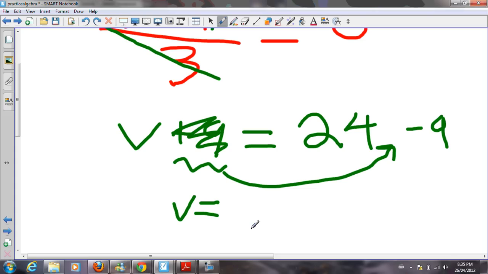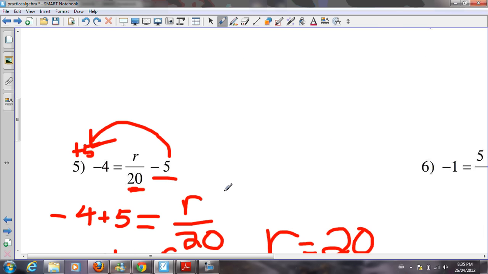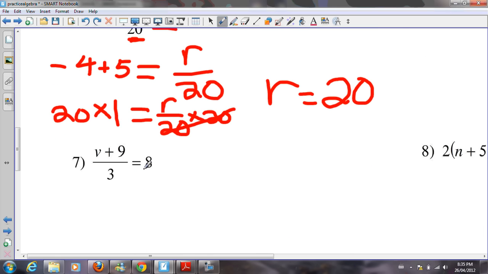24 take away 9 will leave us, well, you take away 10 and it'll be 14. So add one more and it'll be 15 for our answer. So remember, anything in brackets needs to stay together. You still times it by whatever you need to times it by to get rid of the divided on the bottom. Okay, so let's try another one.